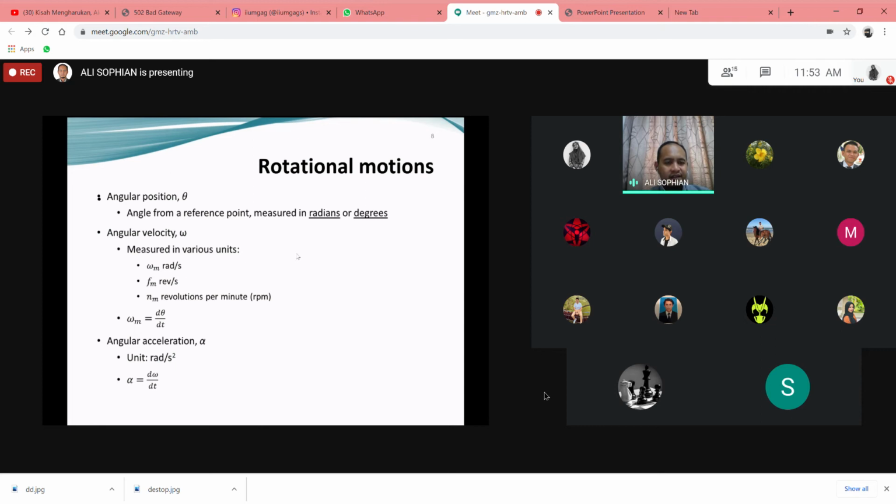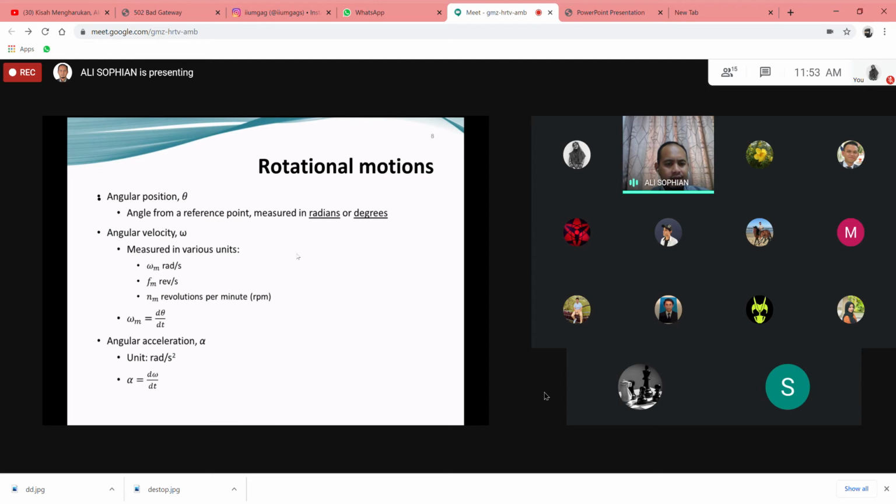Then angular velocity, omega, and as you can see here, there are a few different units again being used: radian per second, revolution per second, revolution per minute, or RPM. So there are different units, and people also use different notations. Omega m, for example, when you use radian per second as the unit, and n m when they use RPM. All of these refer to angular velocity.